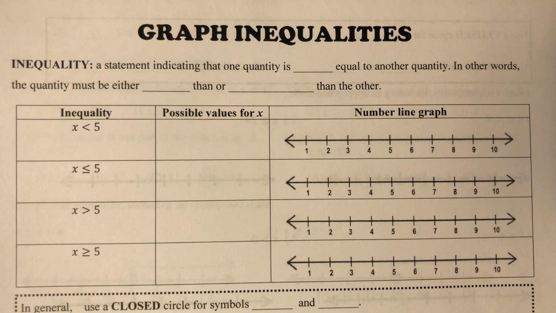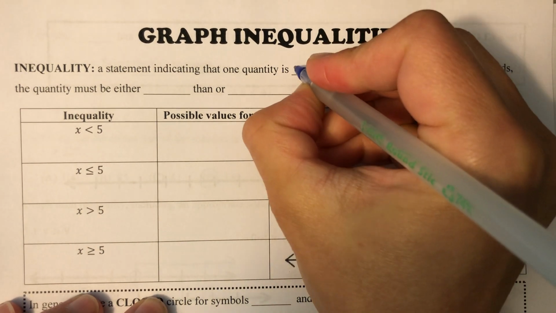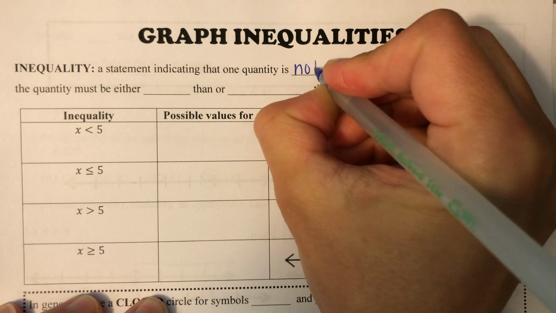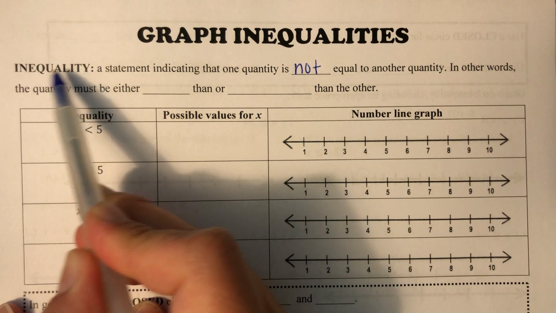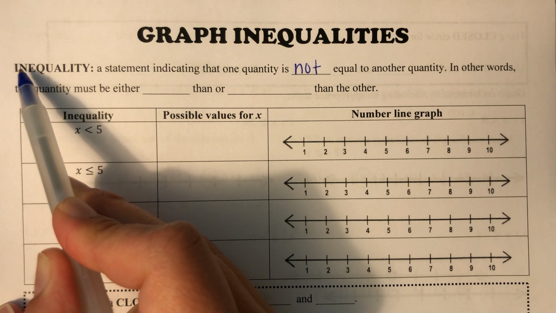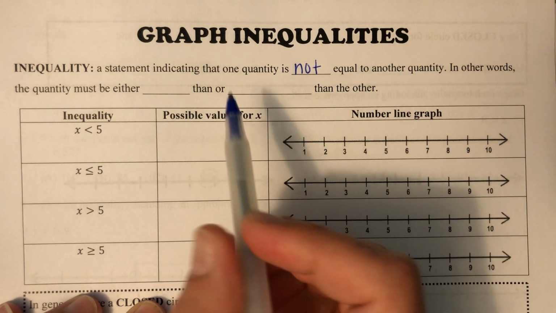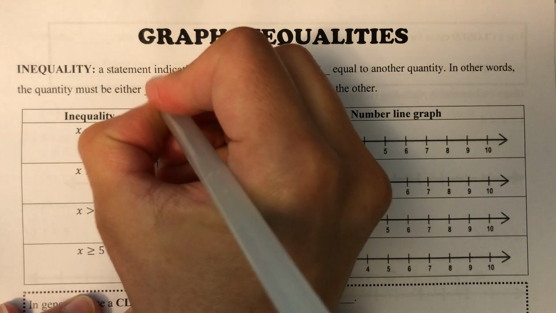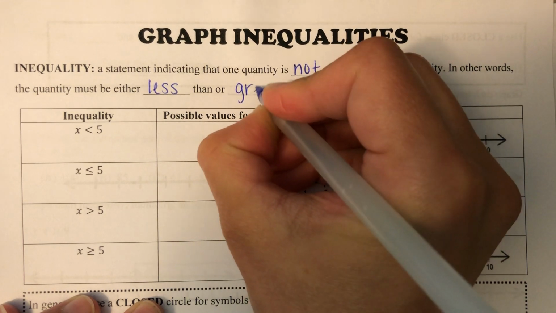Okay, so we're going to start this unit with graphing what are called inequalities. An inequality is a statement indicating that one quantity is not equal to another. So you can see the word equal in inequality, not equal. If you're not equal to another quantity, then you must either be less than that quantity or greater than it.